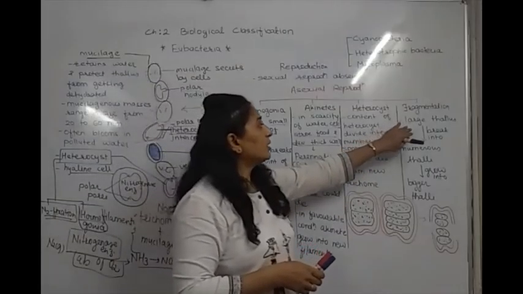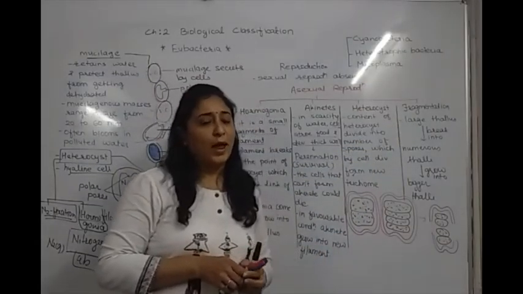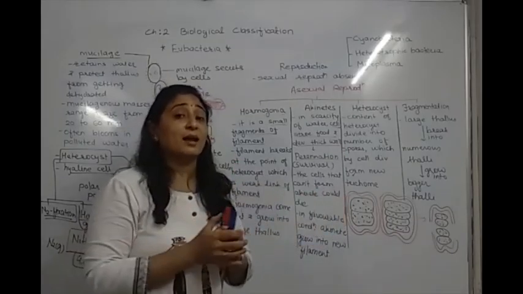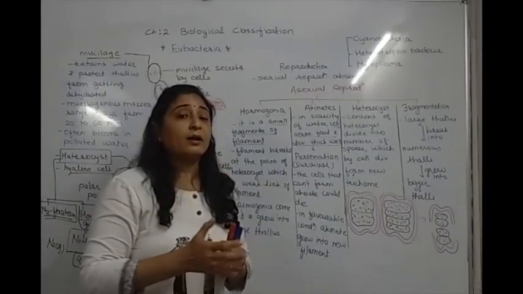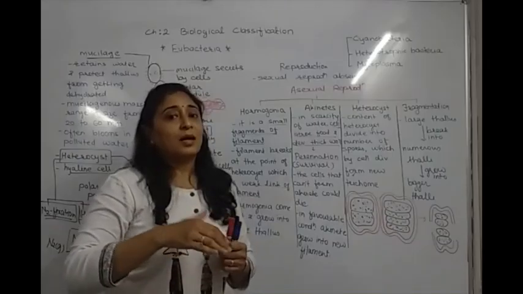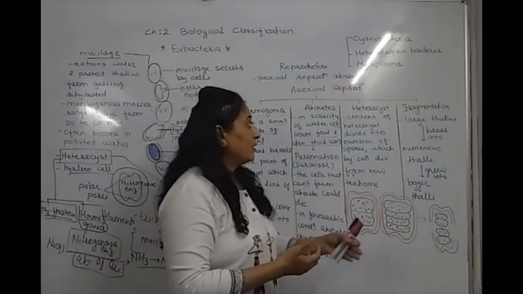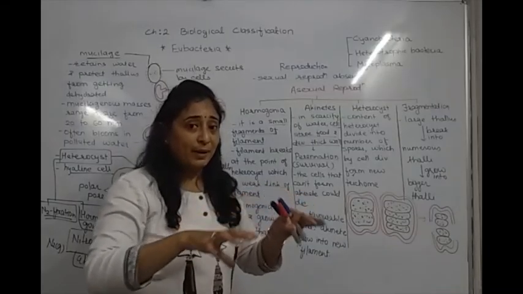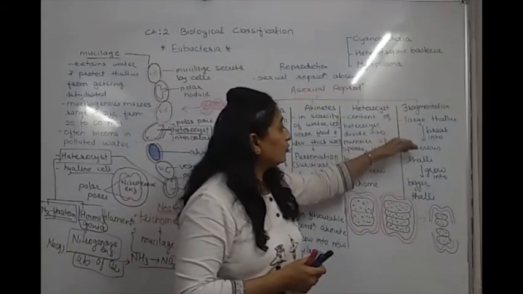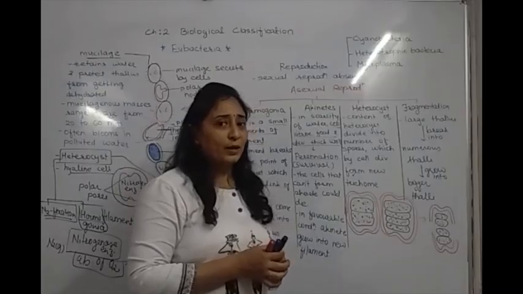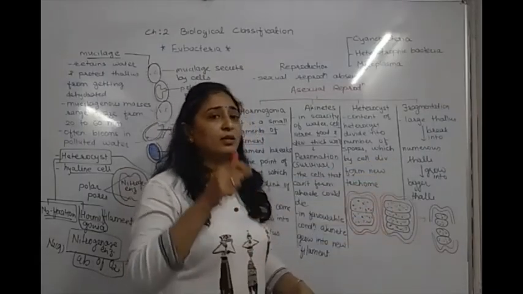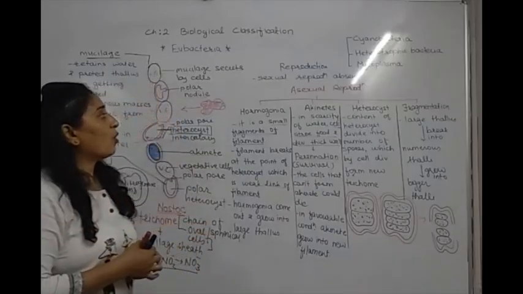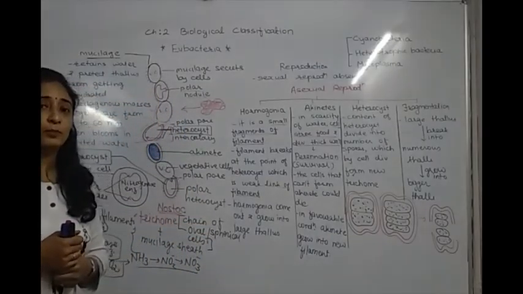Another, the very easy one, is fragmentation. Where the large filaments or large cells are there, they break under mechanical movement, that means due to the water current or the biting of fishes, this filament breaks. So they break into numerous cells in small fragments. Then after this, the small fragment grows into the larger filament. So these all are the asexual modes of reproduction.